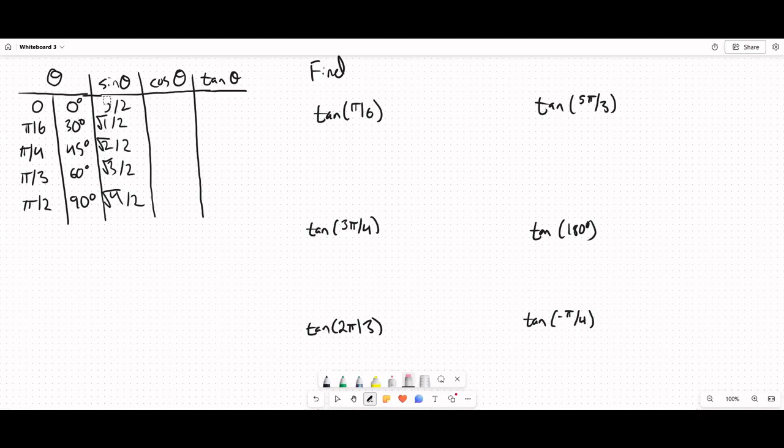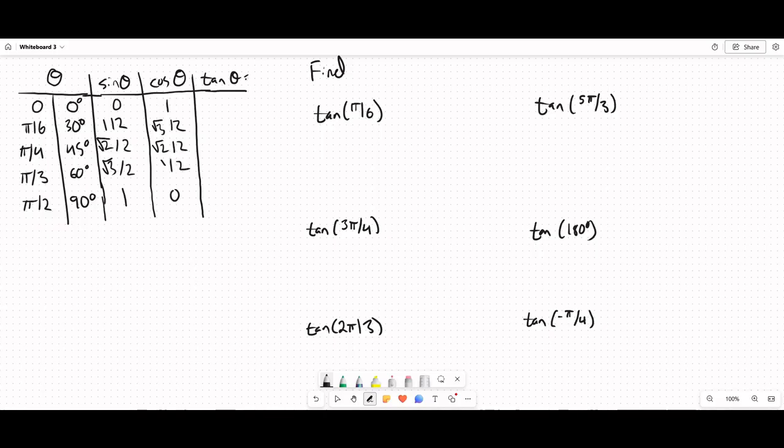For example, square root of 0 over 2, that's just going to be 0. Square root of 1 over 2, that's just 1/2. So we can rewrite that. Square root of 2 over 2 we can't simplify, same with square root of 3 over 2, but square root of 4 over 2 is just 2 over 2, which is 1. So there we go. 0, 1/2, square root of 2 over 2, square root of 3 over 2, 1. For cosine, we just write that same thing backwards. 1, square root of 3 over 2, square root of 2 over 2, 1/2, 0.